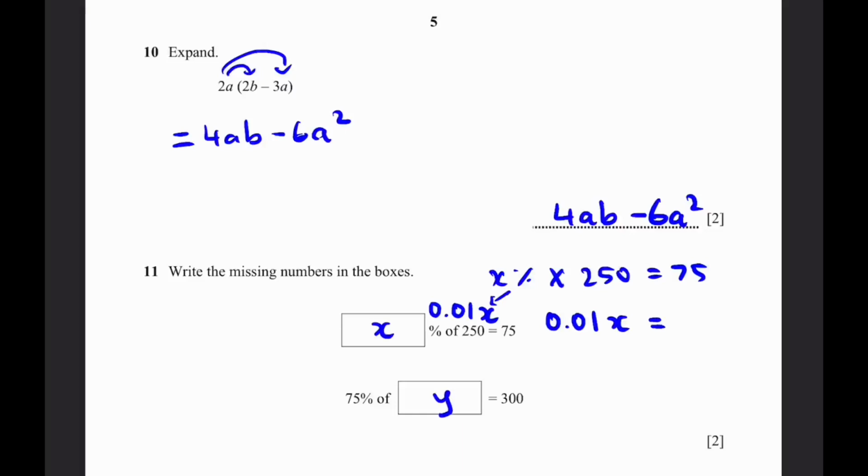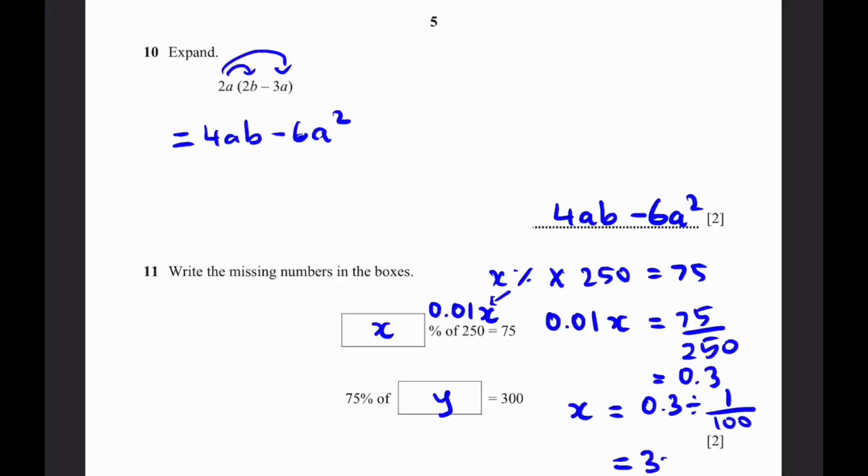0.01x equals 75 by 250, which is equal to 0.3. X is equal to 0.3 divided by 0.01, or divided by 1 by 100, which is equal to 0.3 multiplied by 100, 30. So let's replace the x with 30. 30% of 250 equals 75. Now let's find out y.